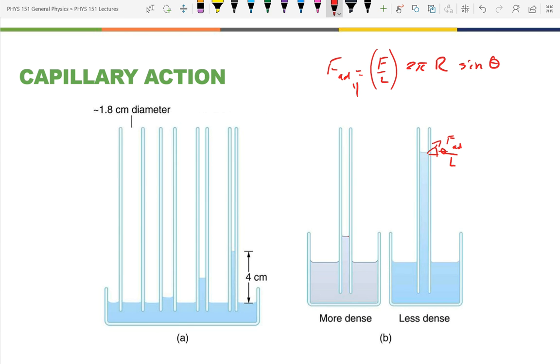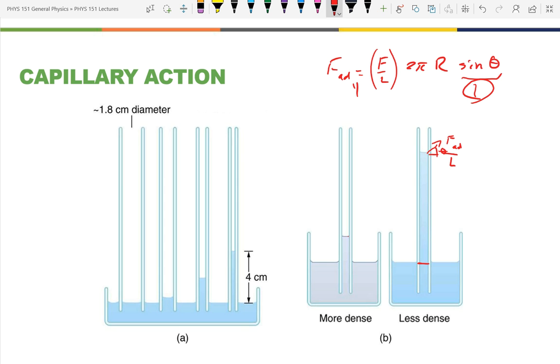Now, unlike with our skeeter, if you have a higher adhesive force than cohesive force, then it's going to work toward having a vertical angle, right, getting the maximum upward force. And so you're going to actually have sine theta equal to 1 at the point of contact. And so this is going to be 1. So you have a net upward force of the force per length times 2 pi radius.